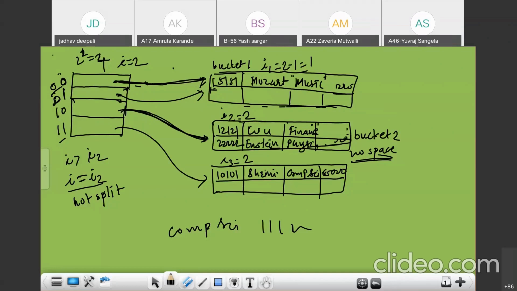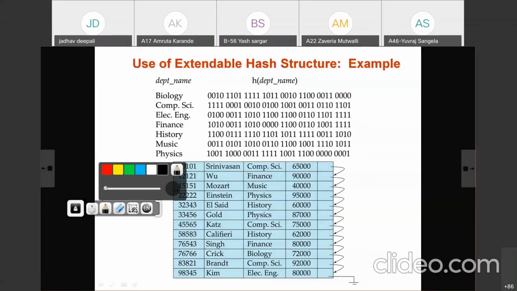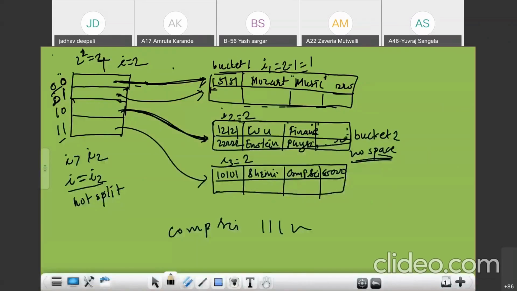Now we move towards the next record. What is the next record? Il Said with history. The fifth record is Il Said with history. What are the first 2 bits of history? 1, 1. Now check whether there is space. 1, 1, follow the pointer. Yes, there is space. So insert it here: history, Il Said, and some salary.